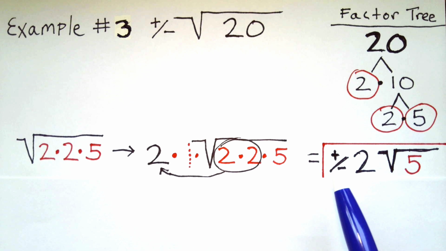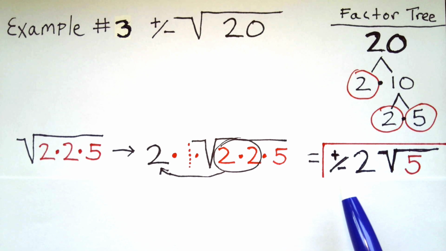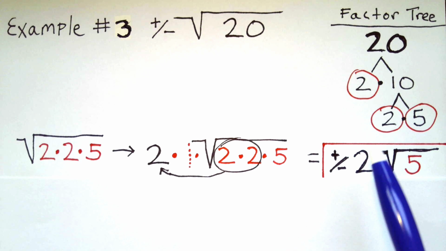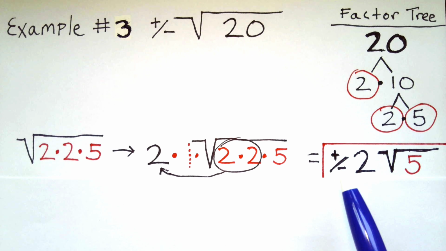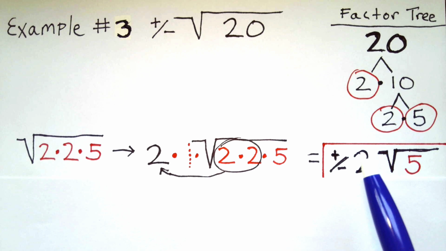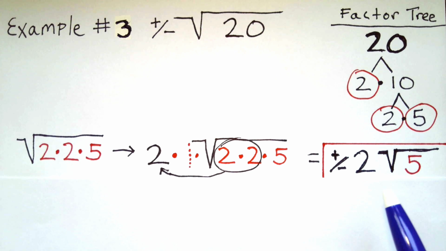And again, anytime you have a square root, fourth root, sixth root, any even root like a square root, you'll have that plus and minus on the outside. What does that mean? That means positive 2 times the square root of 5 and a negative 2 times the square root of 5.